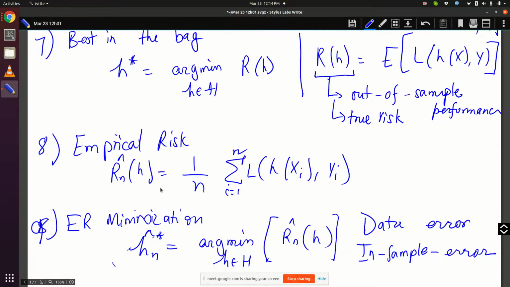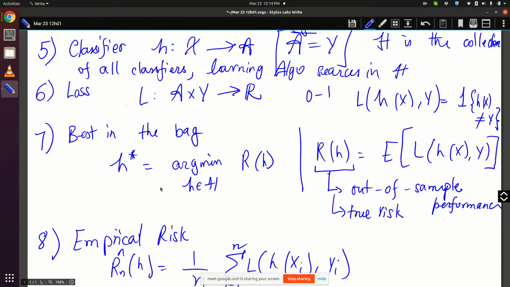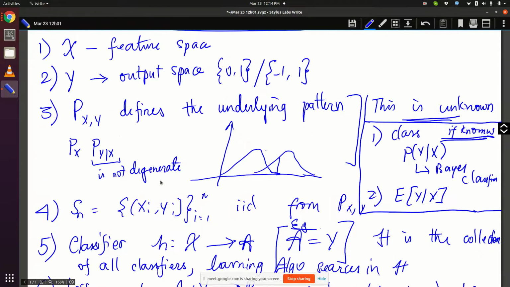In this framework, I want you to understand each of these things. So let's see if everything is clear. You can just tell me.